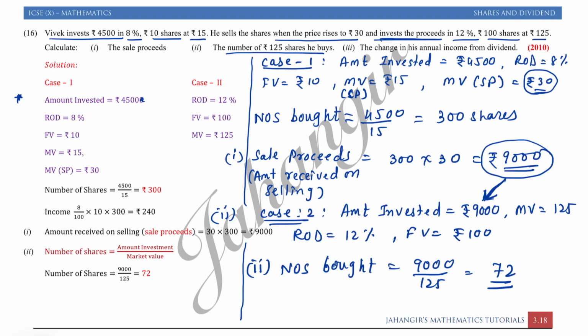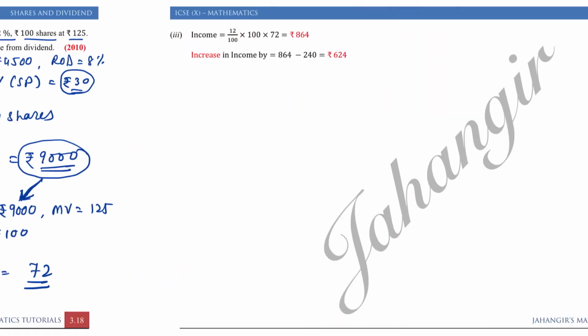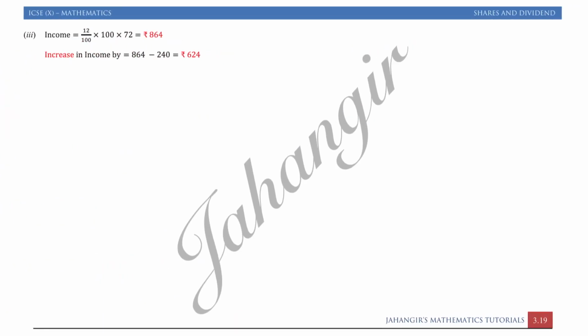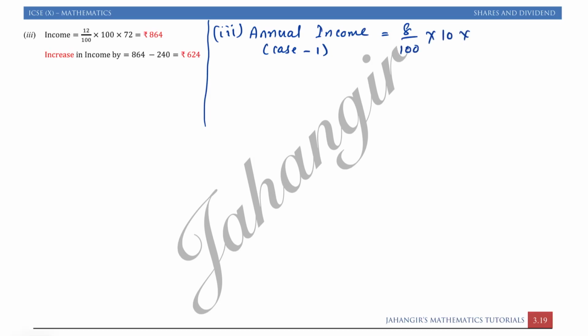So let us find the annual income in the first case. For the third part, we have to find the annual income in case 1. Case 1's ROD is 8% upon 100 into face value 10 into number of shares, which was 300. So cancelling, 8 into 3 is 24, 240 rupees was the income in the first case.